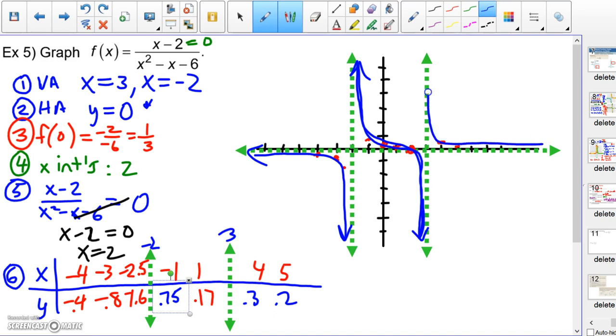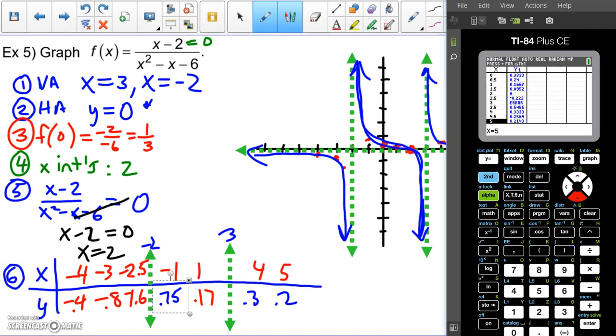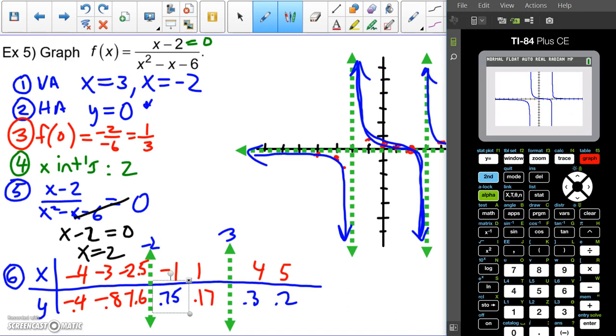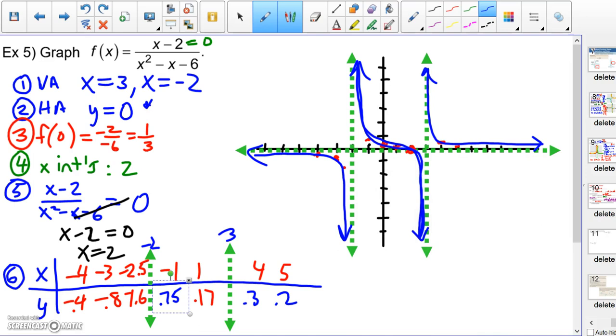You can do more points if you like. But that's what our graph looks like. And again, if you have a graphing calculator, it's kind of nice because you can see if you're right. That's exactly what it looks like. It looks like we're right. And there we are.